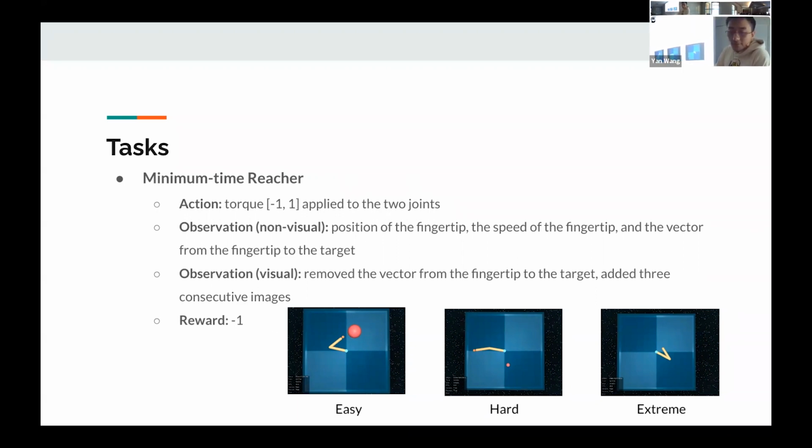Each subtask has 2 variants, visual and non-visual. For the non-visual task, the observation includes the joint information and the vector from the fingertip to the target. For the visual task, we removed the vector from the fingertip to the target, as this information should be inferred from images. We stack 3 consecutive images to provide history to the agent in the visual task. The action is the torque applied to the 2 joints. At episode termination, we reset the agent and randomly generate a new target for the next episode.